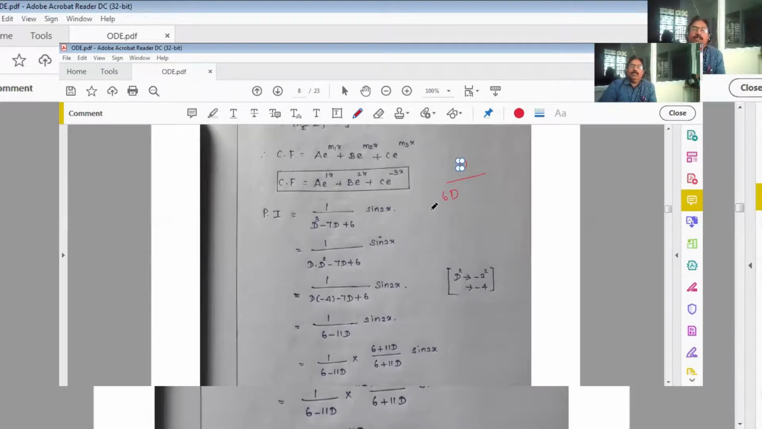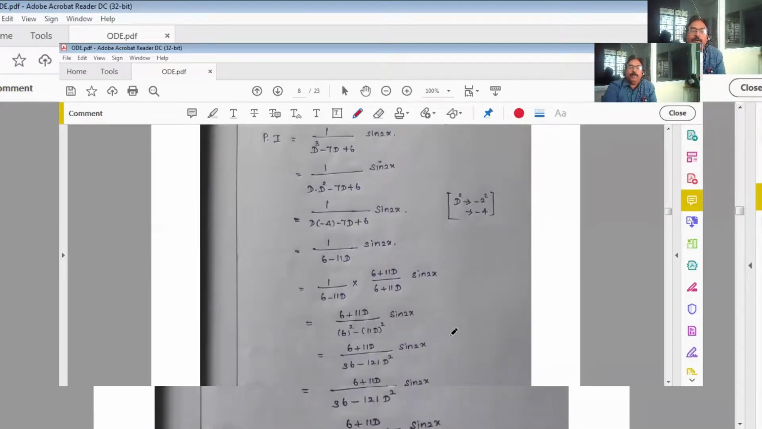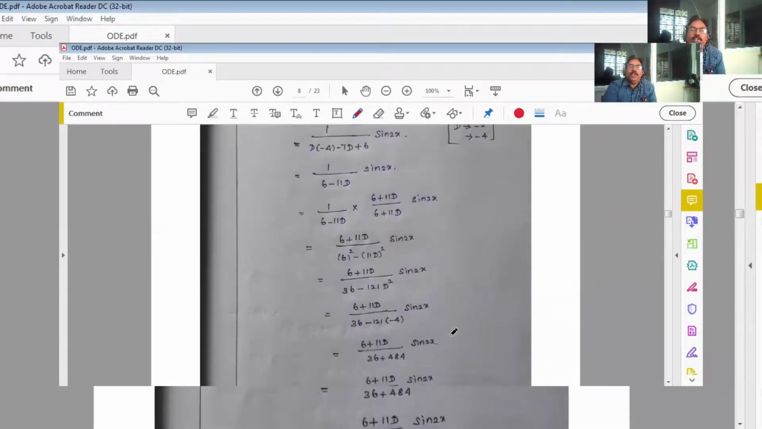Okay. Forget about it. This won't work out. When you have d again, you multiply it by the conjugate: 6 minus 11d into 6 plus 11d. You multiply and you can see.